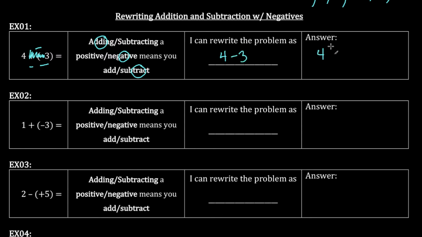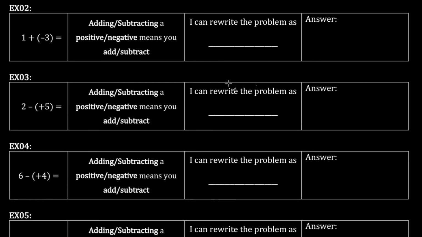So 4 plus negative 3 is really just 1, because 4 minus 3 is 1. Try it again. Example number 2. 1 plus negative 3. So we are adding a negative. Remember, negative is a loss, like you're losing something. When we add a negative, we are subtracting. So this can be written as 1 minus 3.